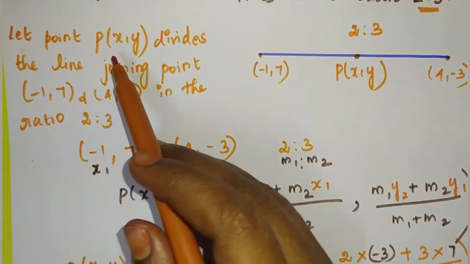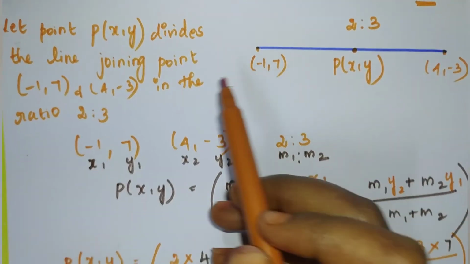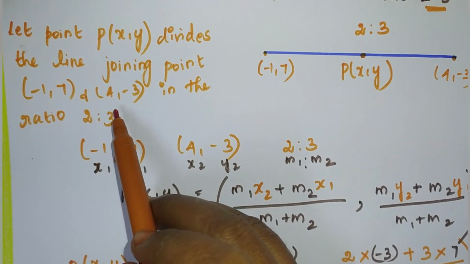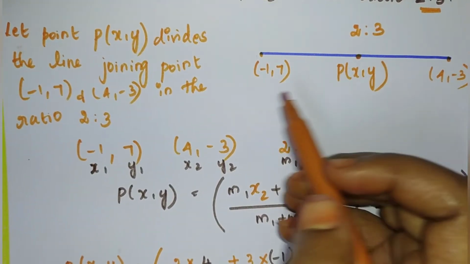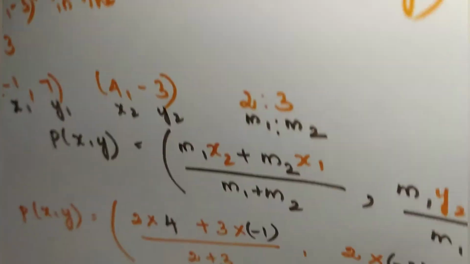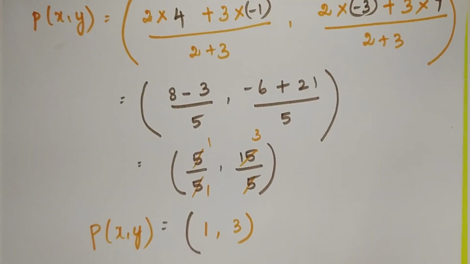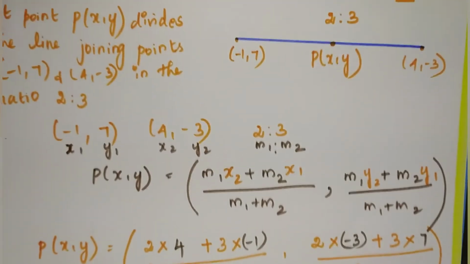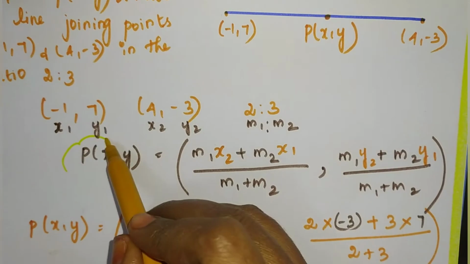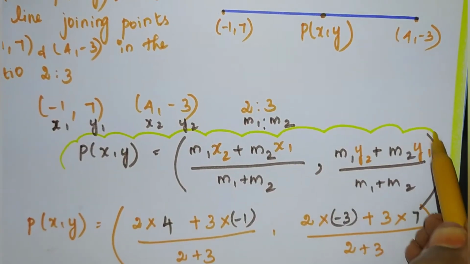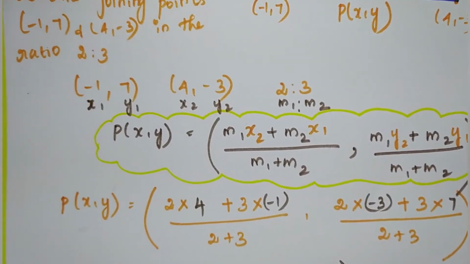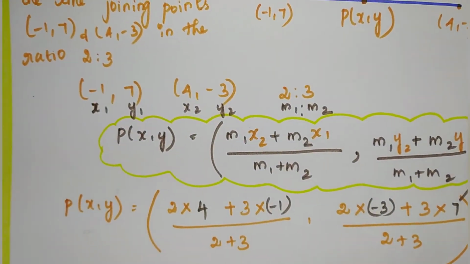So the point 1 comma 3 divides the line joining points minus 1 comma 7 and 4 comma minus 3 in the ratio 2:3. Clear all of you? So this is the section formula. Clear all of you children? Thank you.